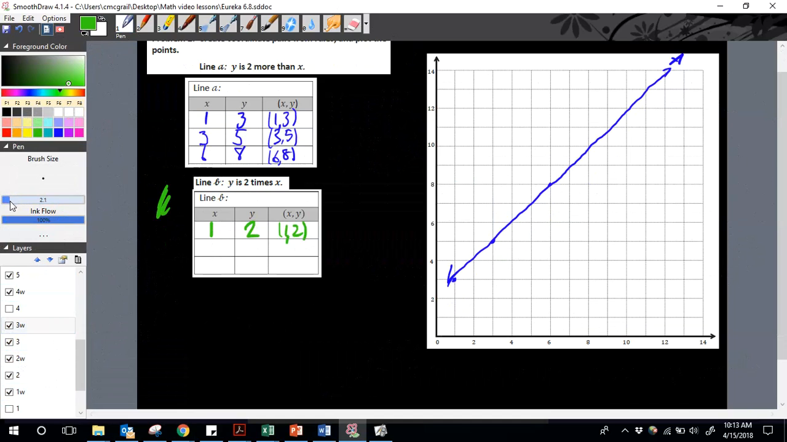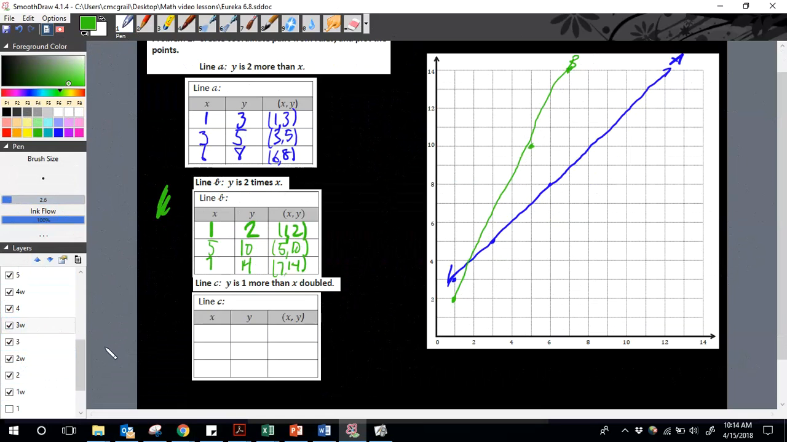If I choose x is 5, then y is going to be 10. So it's 5, 10. If I choose x is 7, because that'll take us to the top of our graph, 7, 14. Then I can plot all 3 of these, 1, 2, 5, 10, and 7, 14. And I'm going to try to plot these in a straight line as well as I can. And that's line B.